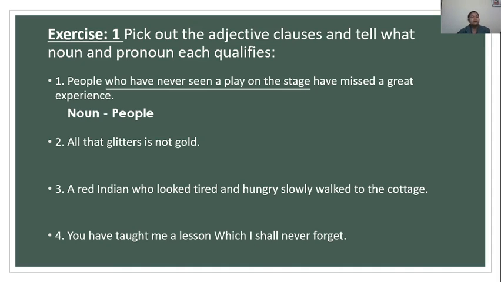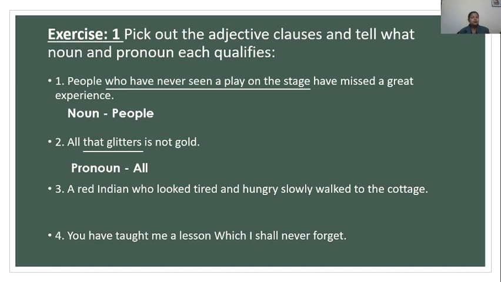Now let's come to the second sentence. All that glitters is not gold. Here my relative pronoun is that. So the adjective clause will be that glitters. And this that is modifying which word? All. So the pronoun all is the word that is modified by that, and the adjective clause is that glitters.